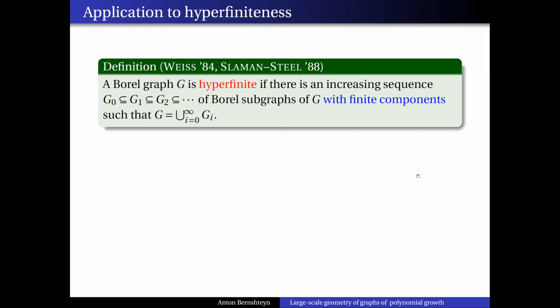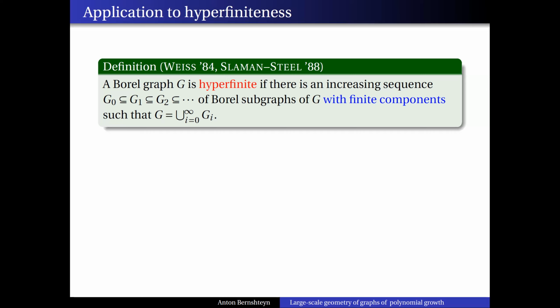From the point of view of these Borel combinatorics, graphs that are particularly nice to work with are those that have finite components. If your graph has finite components, you essentially can work with components individually. You don't need to worry about this interaction with the topology that I mentioned. And hyperfinite graphs are those that can be approximated from below by subgraphs with finite components. So a graph is hyperfinite if there is a countable increasing sequence G0, G1, G2, etc., of Borel subgraphs of G, such that each of them has finite components and their union is the entire graph G. So they're exhausted from inside by graphs with finite components.